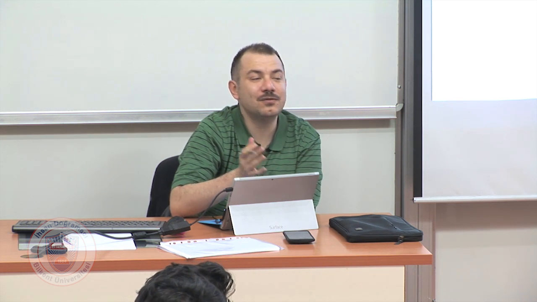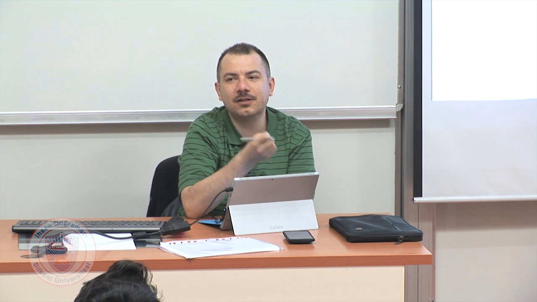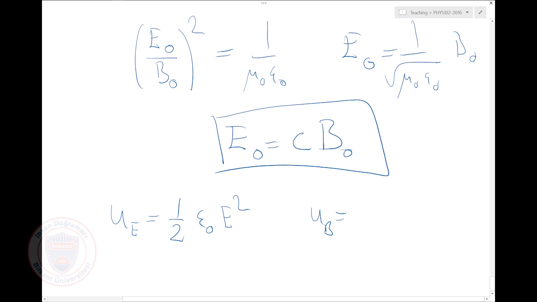So, okay. Now, let's compare something that has the same units. Let's look at the energy stored in the electric field and the energy stored in the magnetic field. All right? What was the energy density of an electric field? Do you remember? 1 over 2 epsilon 0 E squared. The energy stored in the magnetic field was 1 over 2 mu 0 B squared.